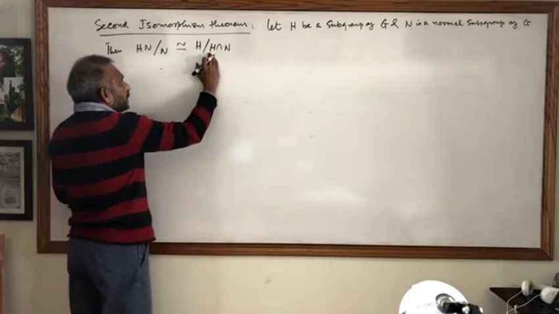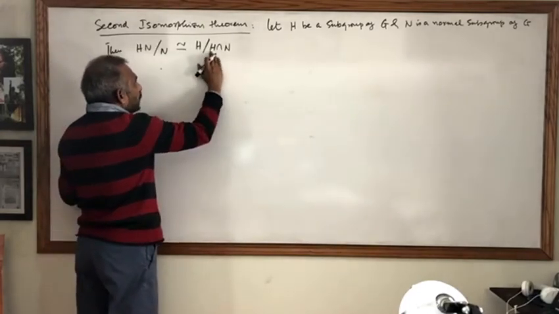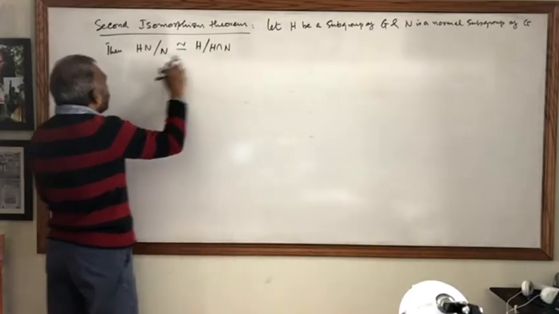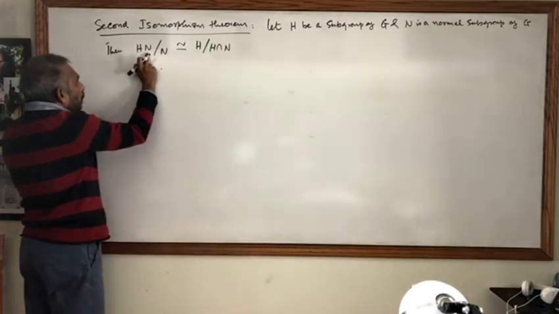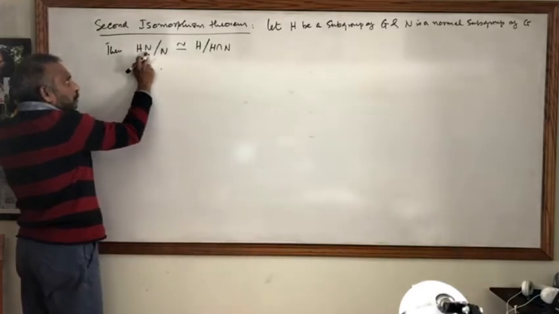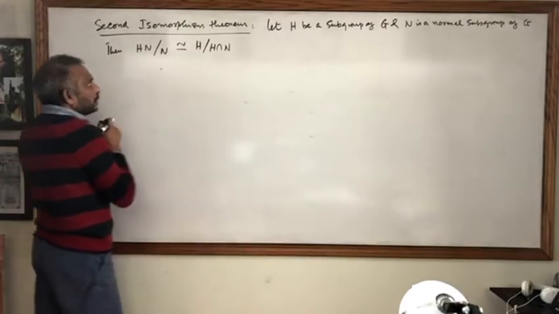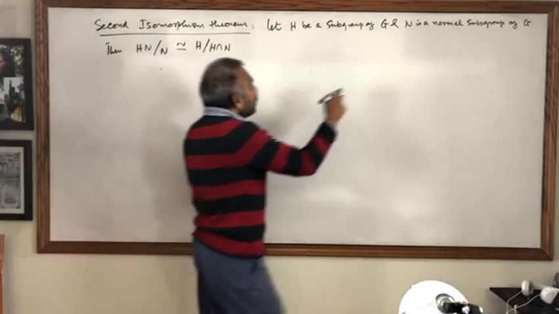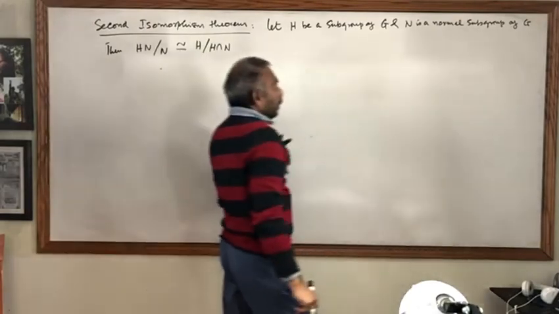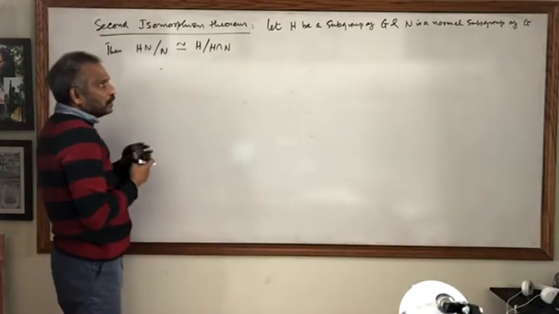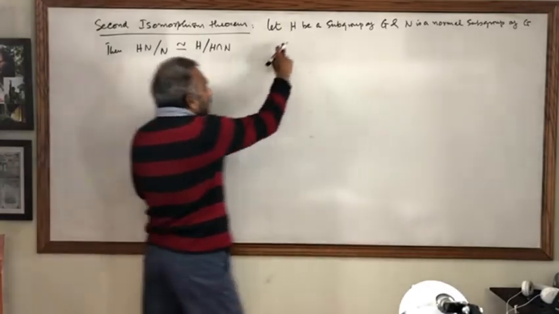See, when H and N are subgroups, H intersection N is a subgroup. When N is normal, HN is a subgroup. So the whole statement makes sense only when N is a normal subgroup of G and H is a subgroup of G.